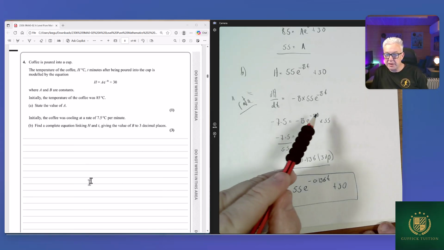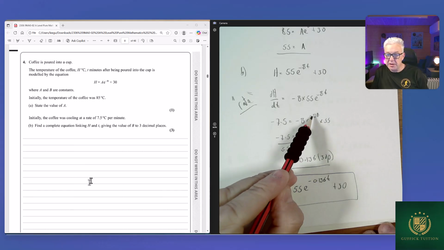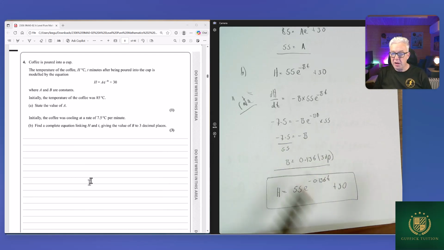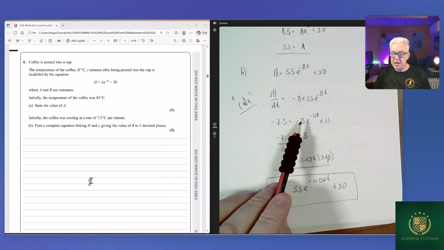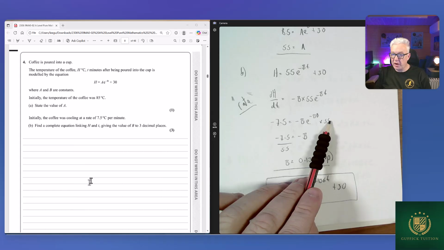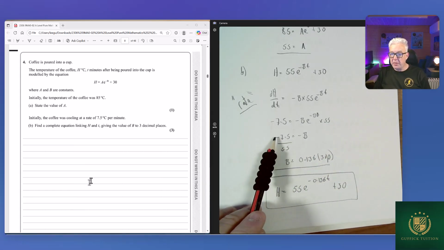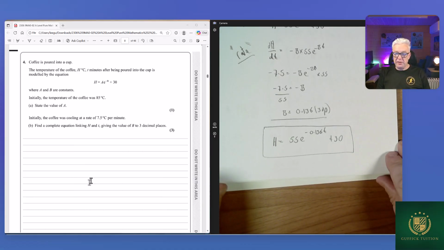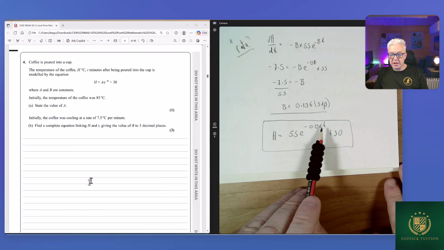And it says initially. So the inference there is that the time is 0. So e to the minus b times 0, that's just going to be e to the 0, so it's going to be 1. So we end up with minus 7.5 is equal to minus b times 1 times 55. So we divide by the 55 and we get minus 7.5 over 55 equals minus b. So that gives us b is equal to 0.136 to 3 decimal places when we put that into our calculator. So therefore our complete model is that h is 55 e to the minus 0.136t plus 30.